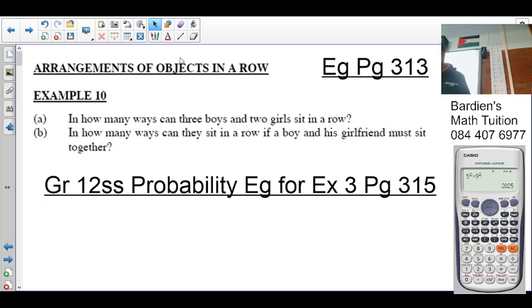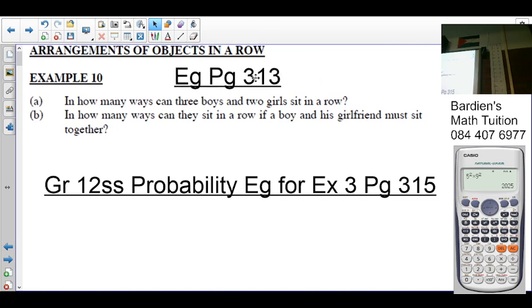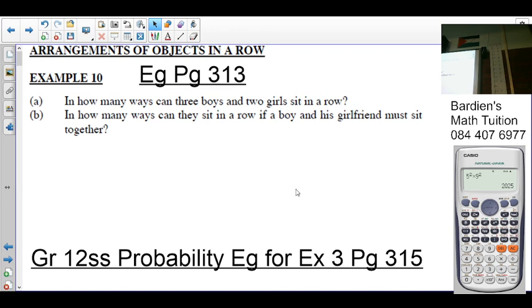So we are told in example 10: in how many ways can 3 girls and 2 boys sit in a row? Okay, so how many boys are there in total? 3 boys and 2 girls.